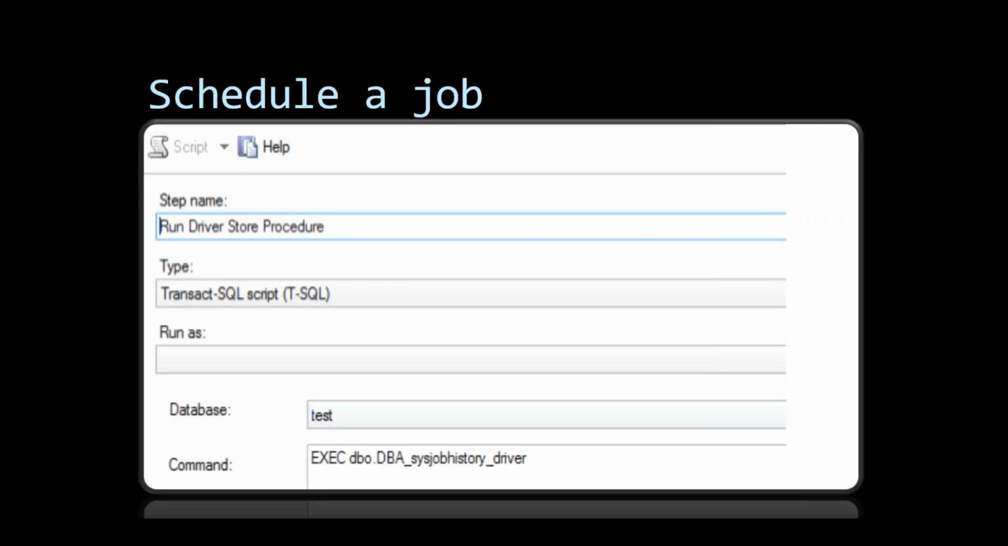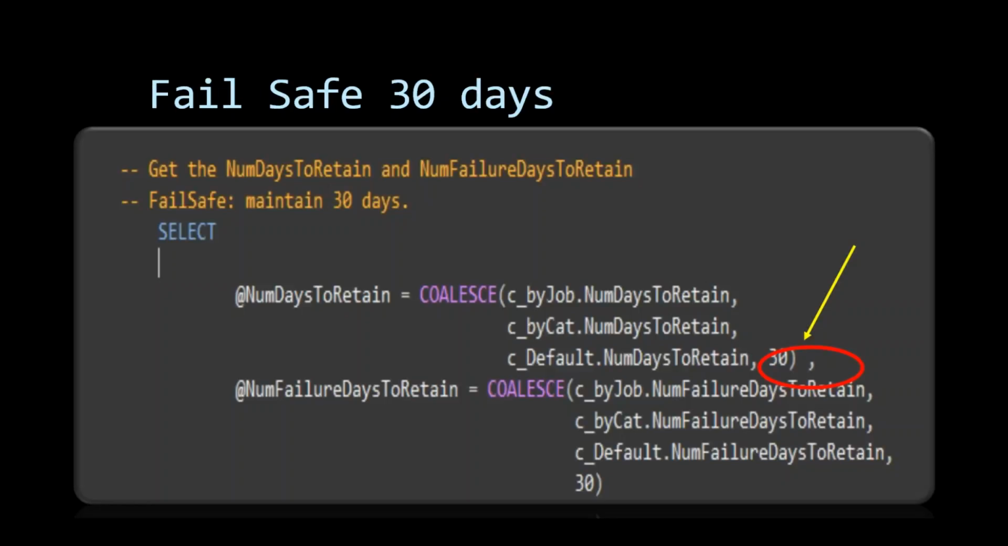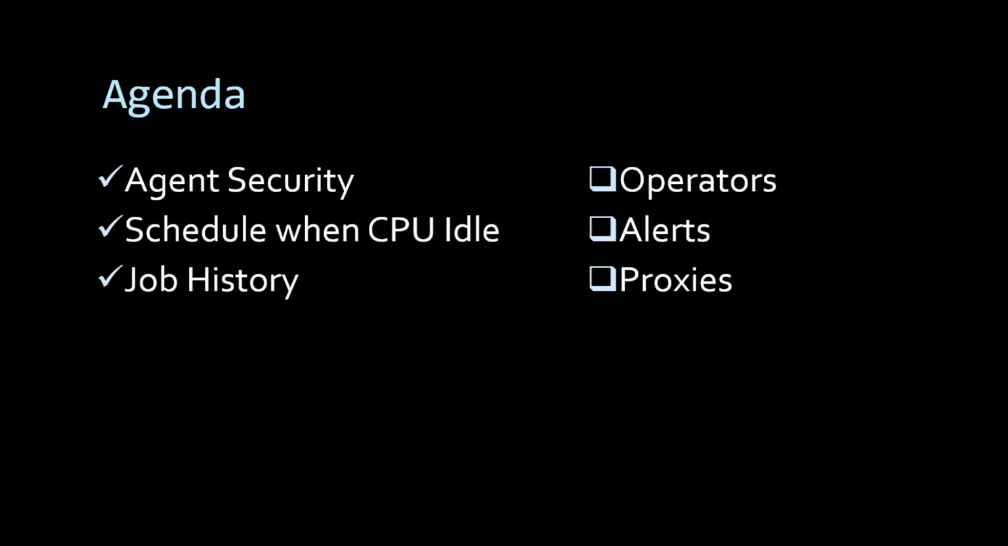And then you can schedule this job, depending on your need, once every X hours or X number of days. And I have a fail-safe value in my stored proc, which is 30 days. So if you download this code and you didn't configure anything, it will still keep all the job history for 30 days. I just put it there for safety reasons. If people by mistake didn't realize that they have to configure anything and they put it in production, they don't lose all their job history.